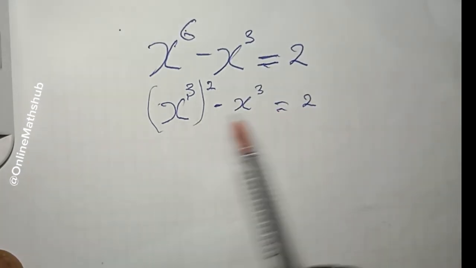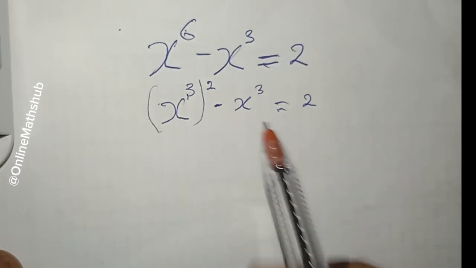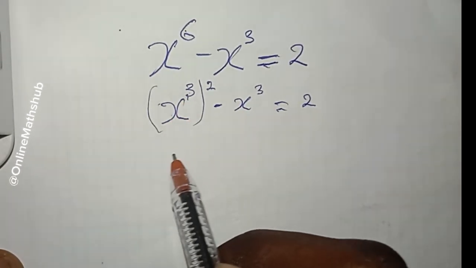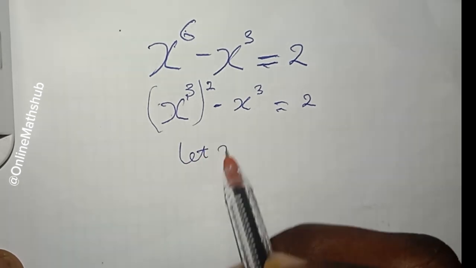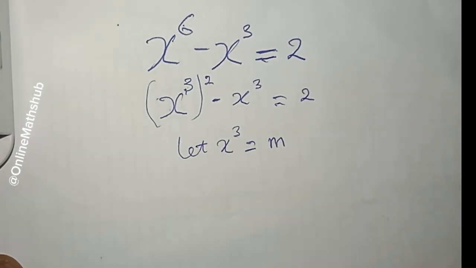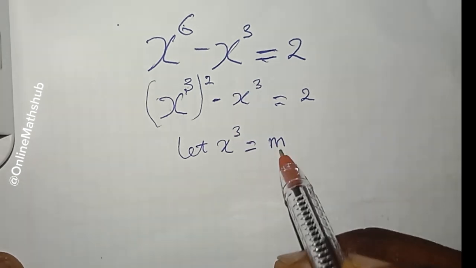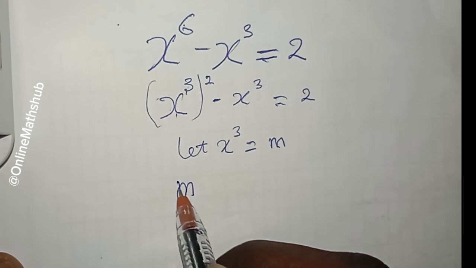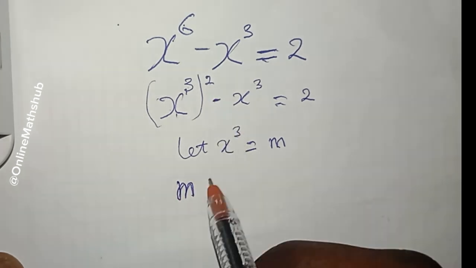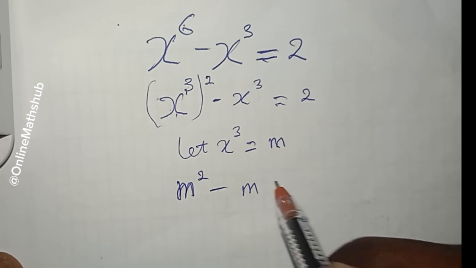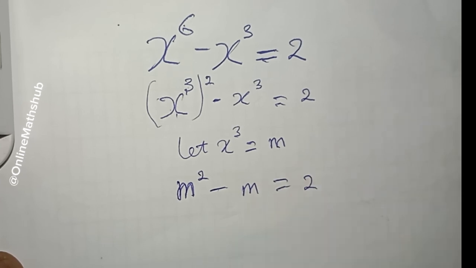So if you watch very well, you can see that I've got some common terms right here, x power 3, x power 3. So what I'm going to do is actually to set x power 3 to be equal to another variable, m, so that I can find it more convenient to solve. So if I replace it right here, what I'm going to be having is m power 2 minus m is equal to 2.